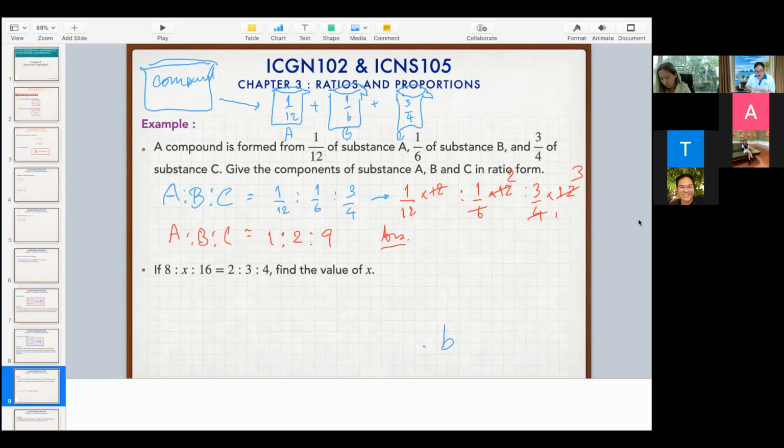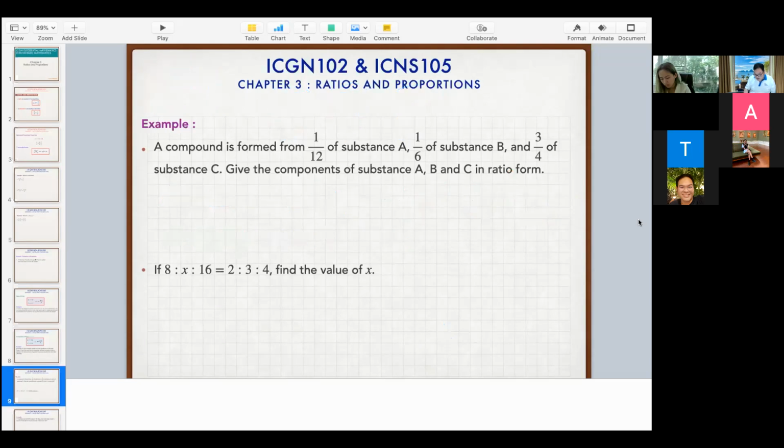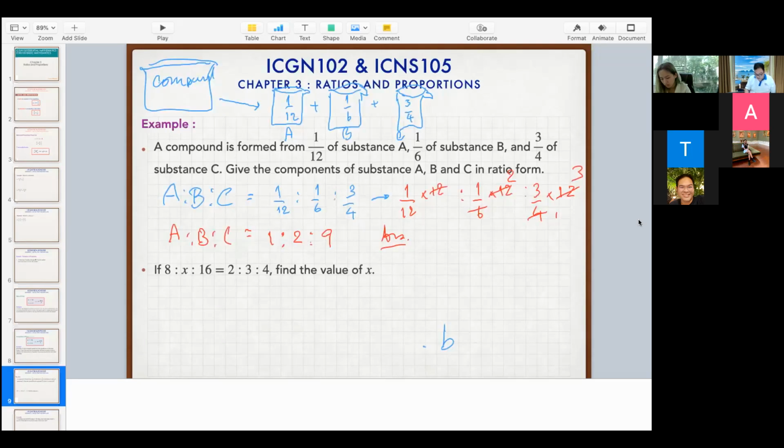Okay, any questions for this example? If there is no question, I would like you to try the next example by yourself. Find x for me please: if 8 : x : 16 equals 2 : 3 : 4, find the value of x. I give you 2 minutes. If you have the answer of x already, please type in the chat box.